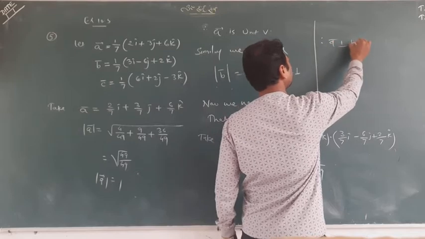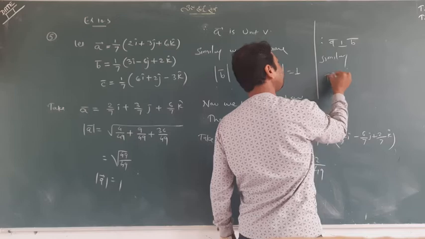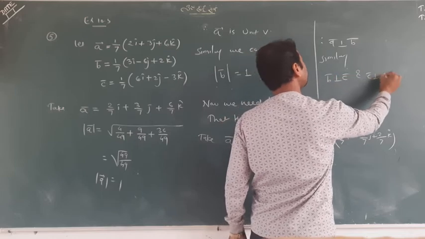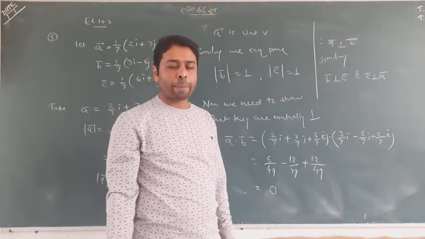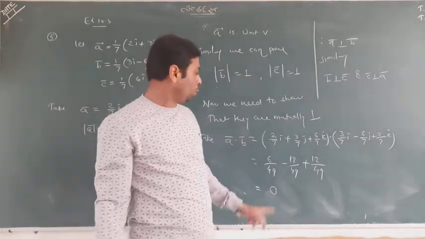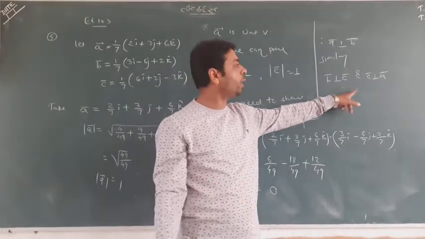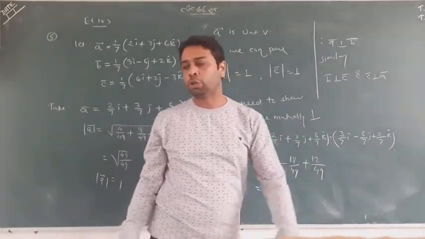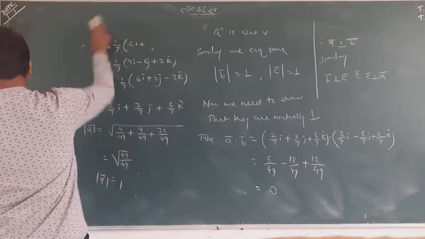A and B are perpendicular, and similarly, it's your job now. We can prove B perpendicular to C and C perpendicular to A also. Then they'll be called mutually perpendicular. So I have shown only one. Now B dot C, you will find that B dot C should be 0 and C dot A should be 0. So it's your job. Okay, I think you have understood the question easily. Let me take some other question.